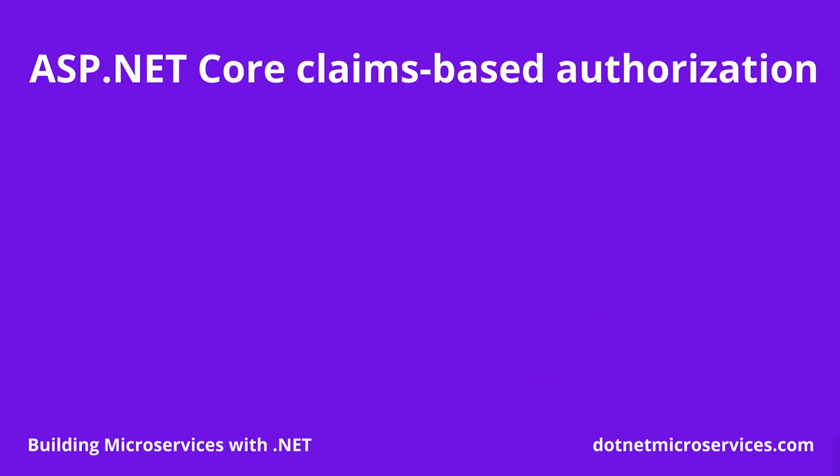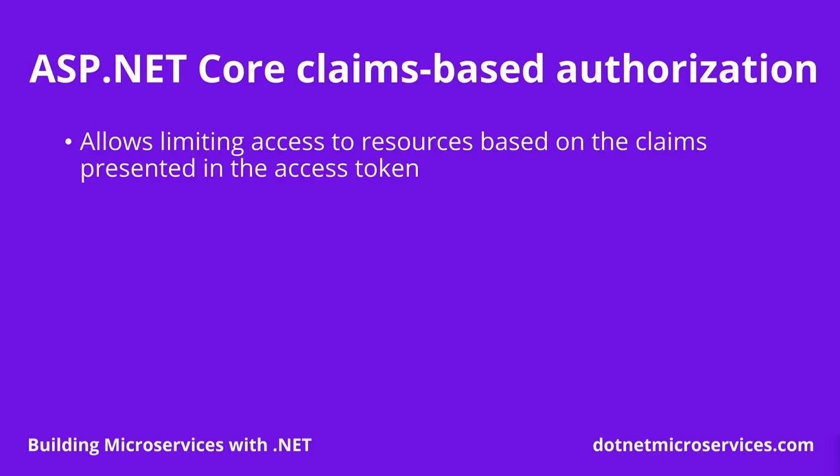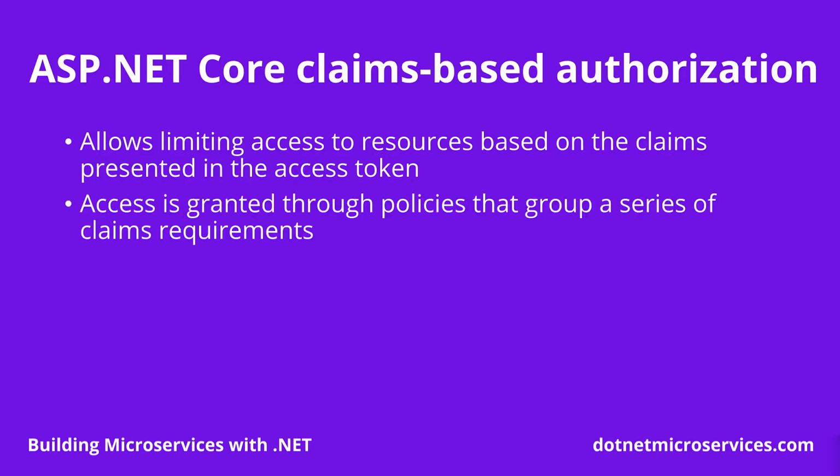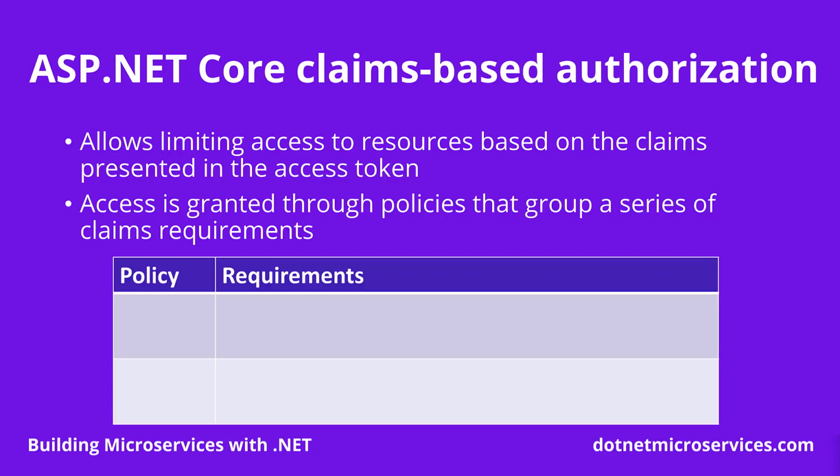Another way to verify permissions is via what is known as claims-based authorization. In this model, access to resources can be limited based on any of the claims presented in the access token. ASP.NET Core enables this by allowing you to define policies that group a series of claims requirements that can be verified on any of the operations of the microservice REST API. For instance, our catalog microservice could define a read policy and apply it to all of its get operations.